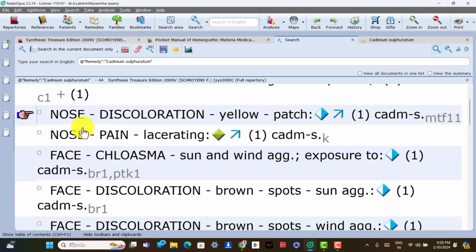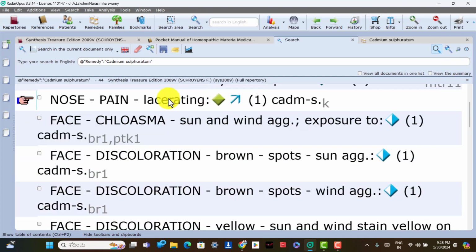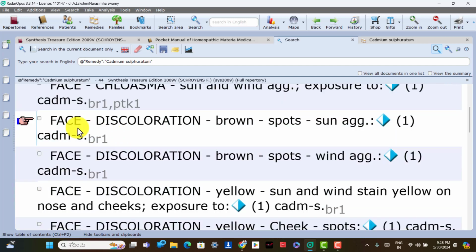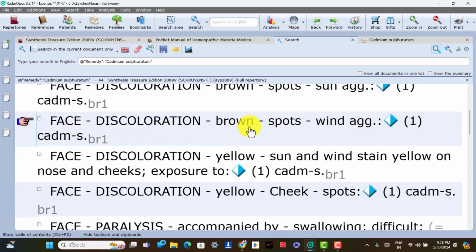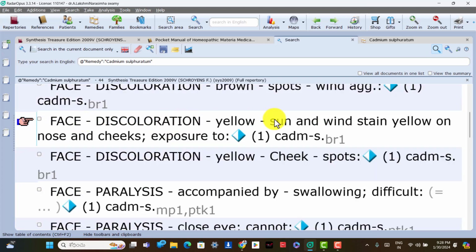Nose symptoms, nose discoloration, yellow patch, think Cadmium sulph. Nose pain, lacerating is present. Think Cadmium sulph. Now the face symptoms of Cadmium sulph. Face chloasma, exposure to sun and wind aggravation. Think Cadmium sulph is useful in that condition. Chloasma. Skin condition, face discoloration, brown spots, sun aggravation. Think Cadmium sulph. Face discoloration, brown spots, wind aggravation. Think Cadmium sulph.